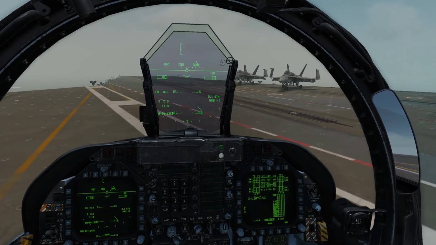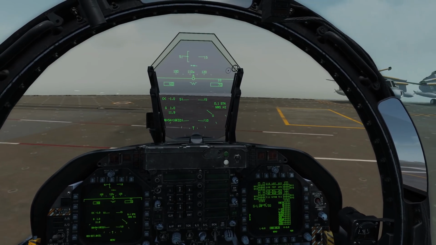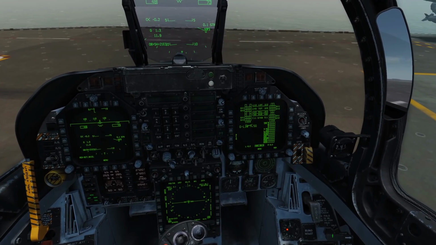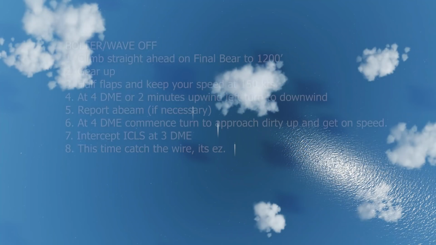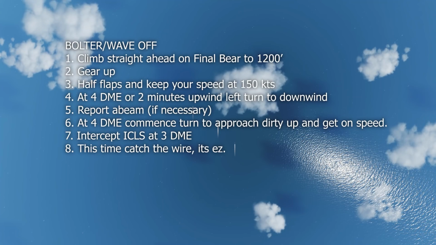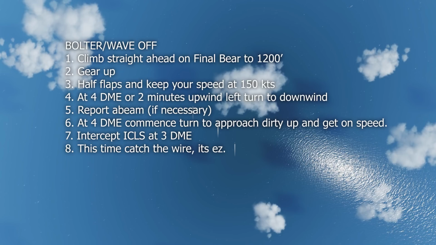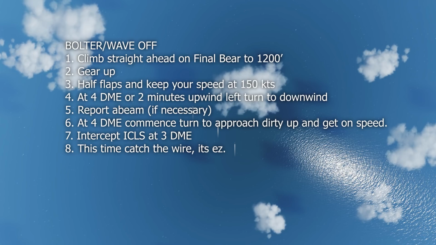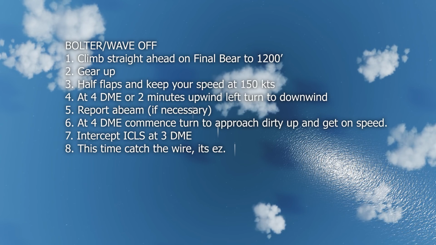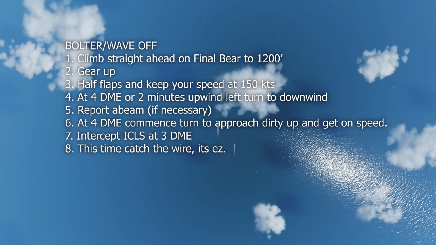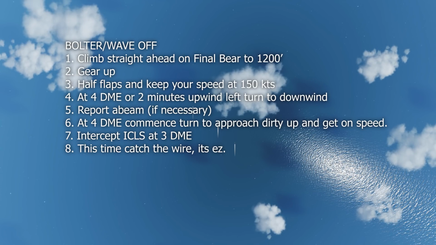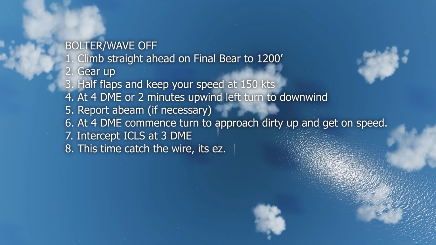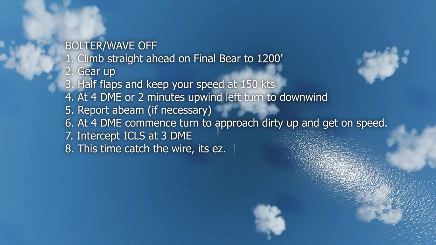But, well, you know, just to cover all the bases, what do you do if you bolter or get waved off during an approach? I am glad you asked. If you bolter, you want to climb straight ahead on final bearing to 1200 feet. Gear up, half flaps, keep your speed at 150 knots. At 4 DME or 2 minutes upwind, make a left-hand turn to downwind. Report a beam if necessary. At 4 DME, commence turn to approach, dirty up and get on speed. Intercept ICLS at 3 DME, this time catch the wire, it's easy.